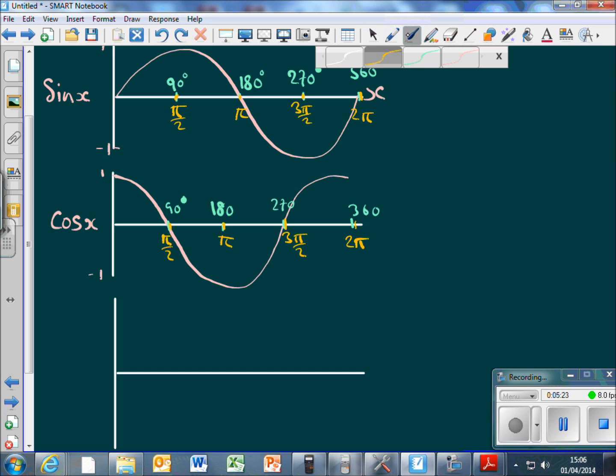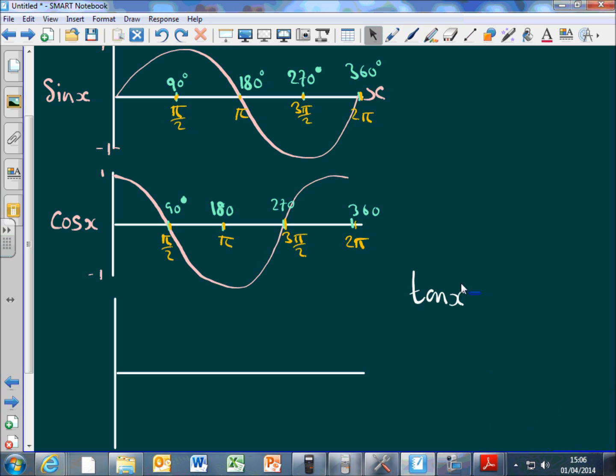The first identity you should try and remember is that tan x. Can you remember what this identity is? Tan x equals sine x over cos x. That's a fact that you should be able to remember. It's called a trigonometric identity. So whenever you see a tan x, if you need to, you can swap it for a sine x over cos x.